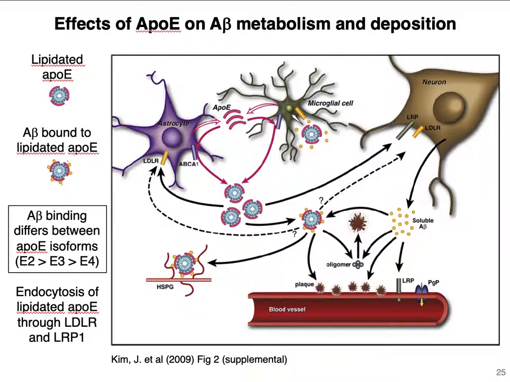Now this is where the isoform specific differences come in. The E4, because of those 2 amino acid differences, right? ApoE4 differs by 2 amino acids from ApoE2. ApoE3 differs by only 1 amino acid from each of the other 2.